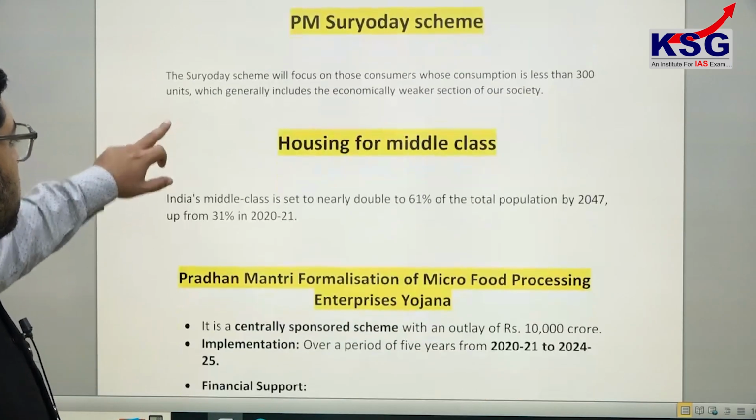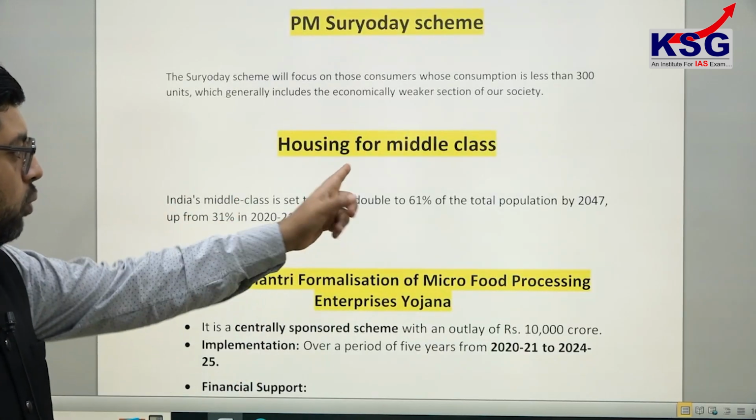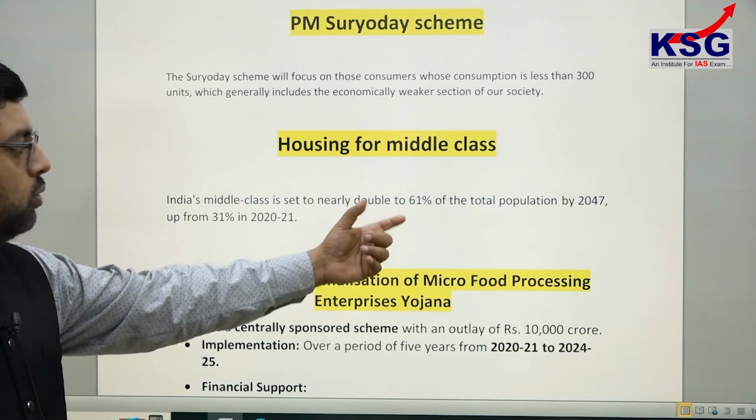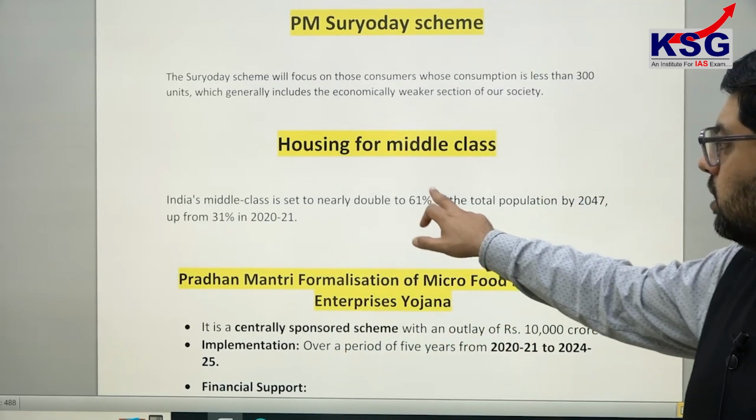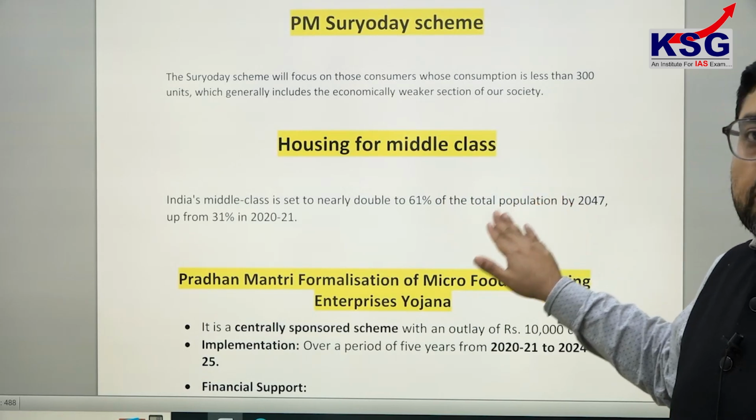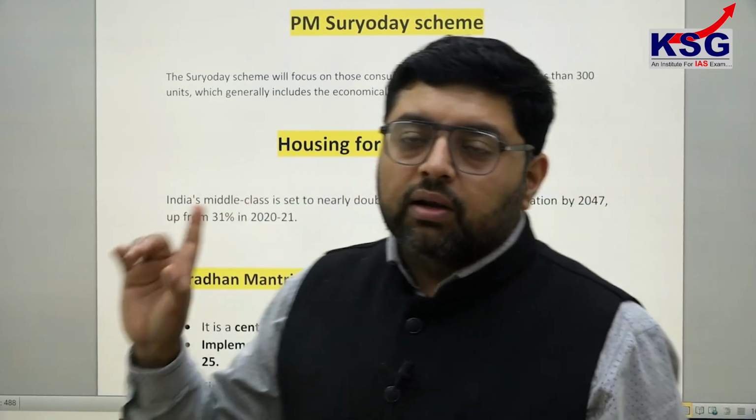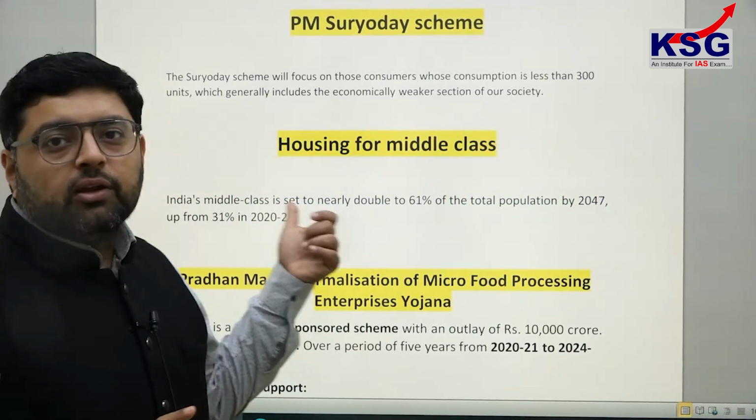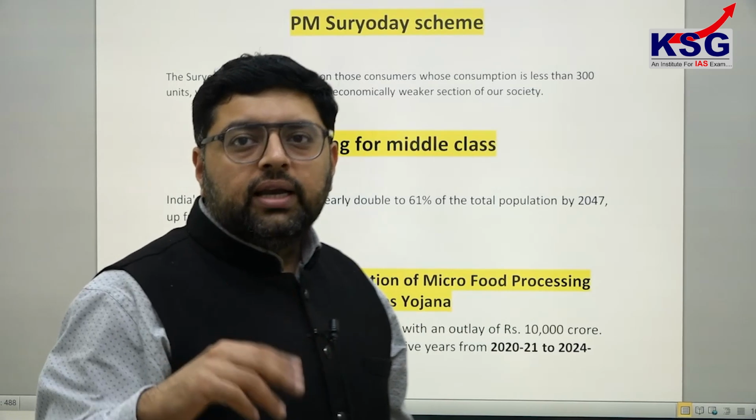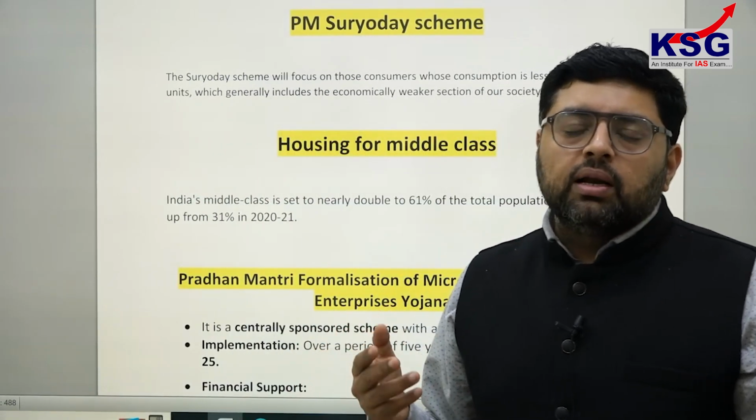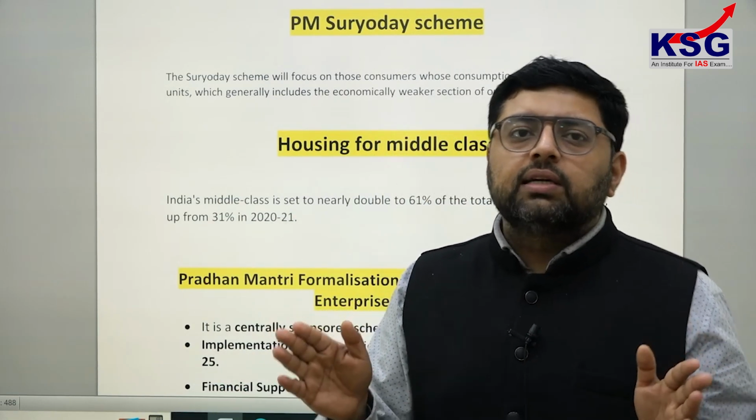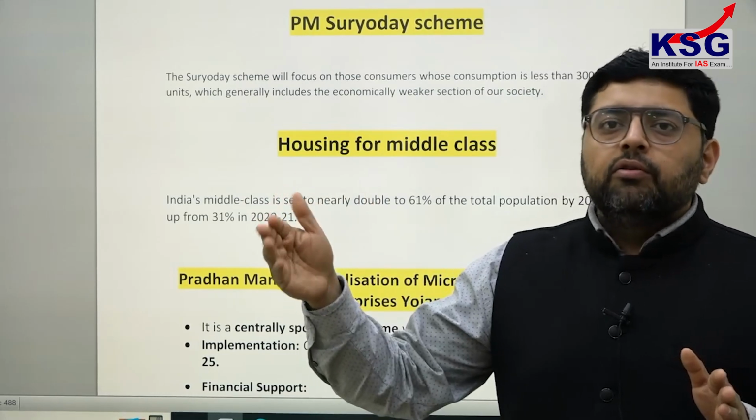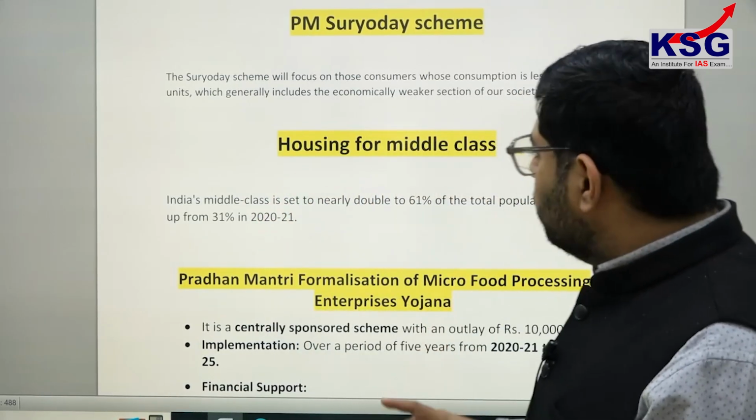Now if you see, India's middle class is going to nearly double to 61% of the total population by 2047, up from 31% in 2021. So 61%, that is number one you have to remember. Number two, government has already started working on housing for middle class. You know the slum area in Mumbai, Dharavi, is being developed by the Adani Group, with complete construction by the Adani Group with the help of some other foreign companies also. So this is what you have to remember.